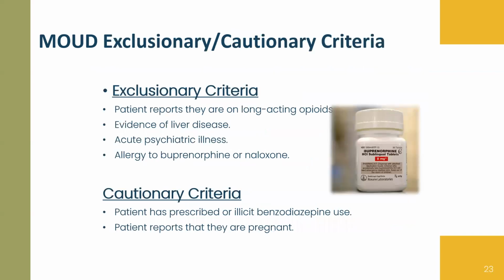When a peer has recommended the patient be considered for a dose of buprenorphine, there are some exclusionary and cautionary criteria the provider should consider. So we don't want any patients to be on any long-acting opioids for pain, if there's any evidence of liver disease, or if the patient's in any acute psychiatric distress and unable to consent to treatment, then we would not want to consider them. Or if the patient reports an allergy to buprenorphine and naloxone.